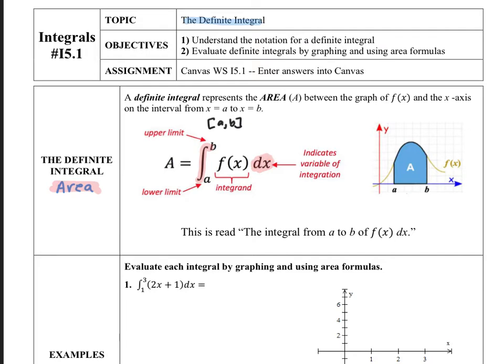And this is read, and I have it in quotes down here, the integral from a to b of f of x dx. So we begin at the bottom, so we read it from the bottom to the top. So the integral from a to b of f of x dx. So it's reading from bottom up, not from top to bottom. And again, those limits are just giving you your interval so that you're finding the area of a finite region.